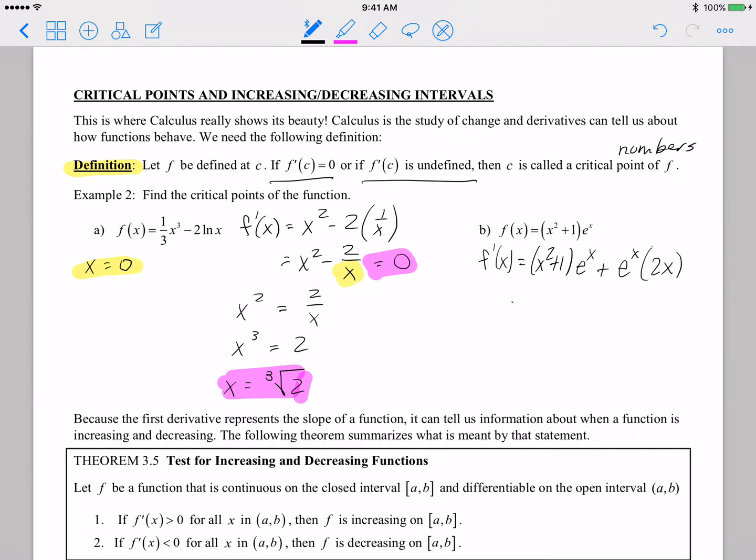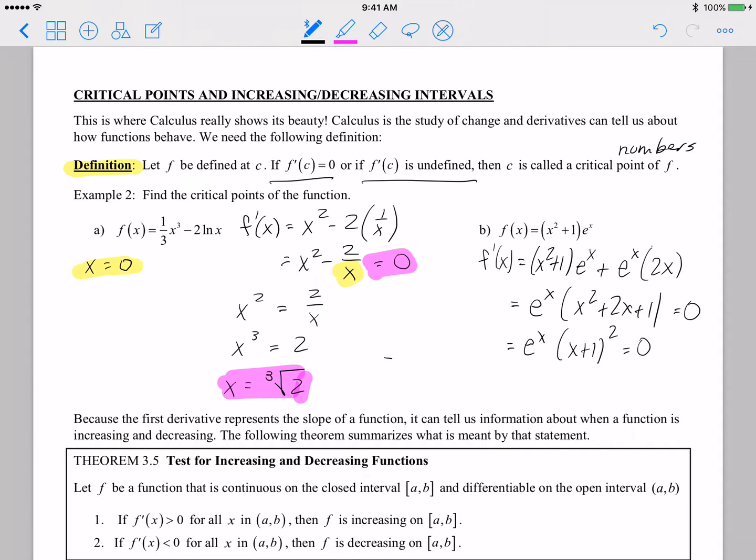Okay, if I factor out an e to the x, then this is going to say x squared plus 2x plus 1, and I'm going to set that equal to 0. Notice there aren't any denominators going on in this derivative, and so we're not going to have any critical points for which the derivative is undefined. If I go ahead and factor the parentheses, that's going to say x plus 1 squared, and I'll let you verify that on your own. And we still want that to be equal to 0.